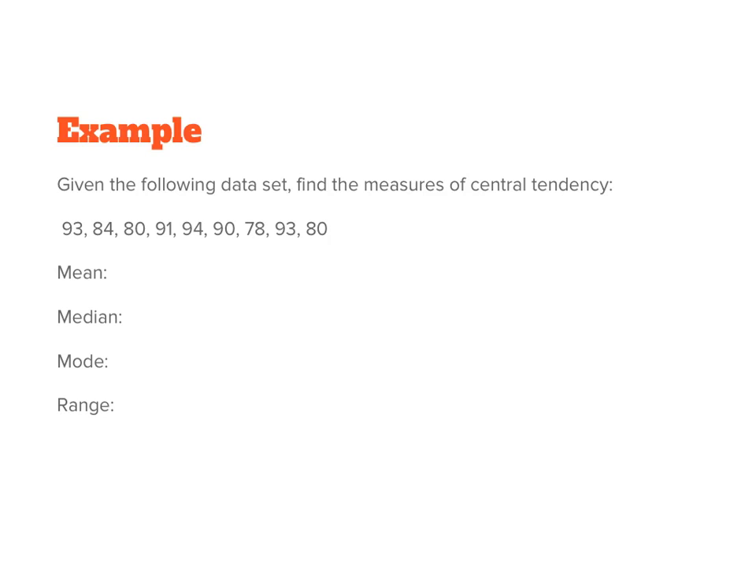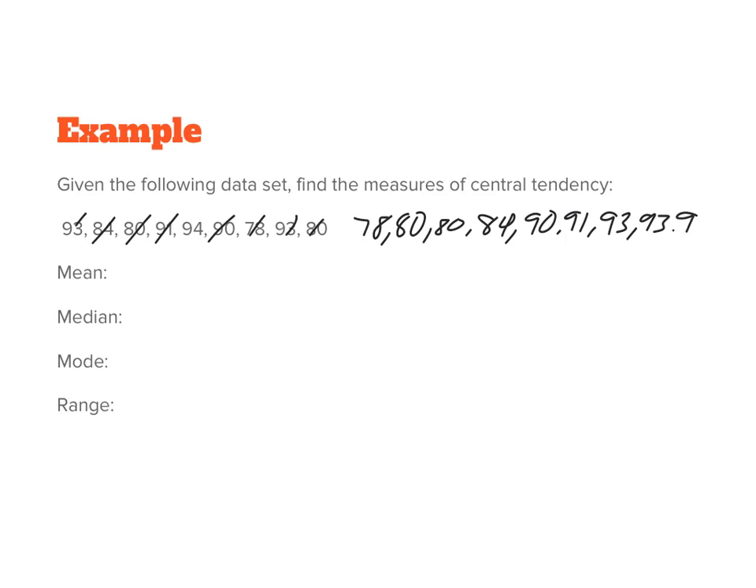So now we're given our next data set here, and as always, if they're not already in order, we need to put them in order from smallest to largest. So I see a 78 here first, and then I see a couple of 80s. Then after that is an 84, and then a 90, a 91. I see a couple of 93s, and a 94. Okay, so now they're in order.